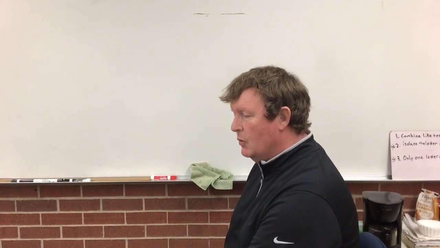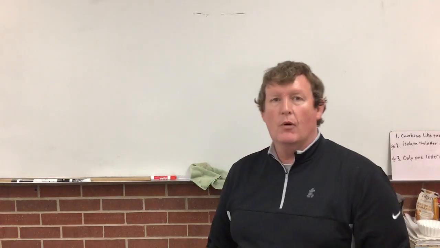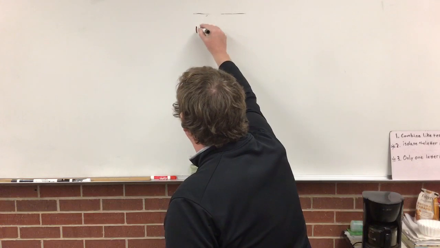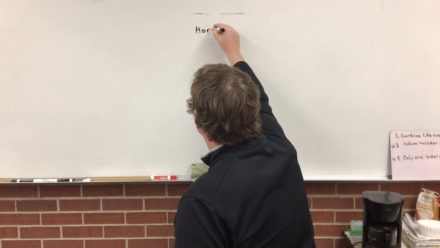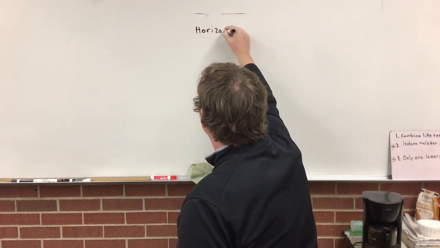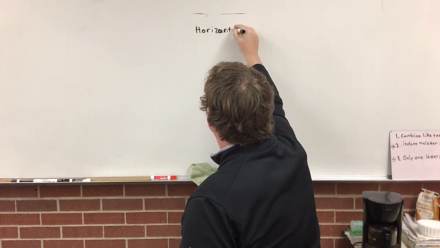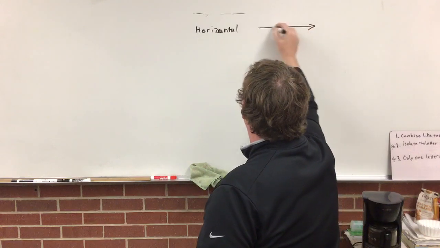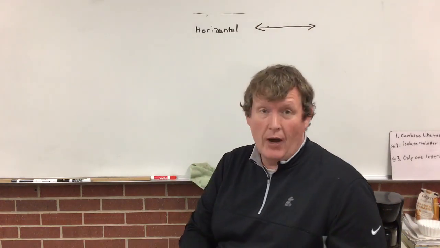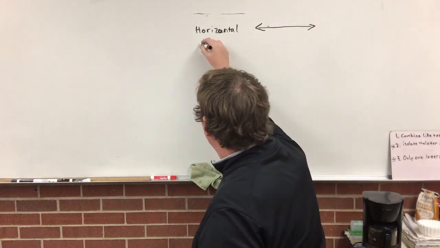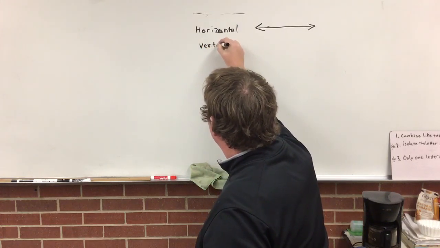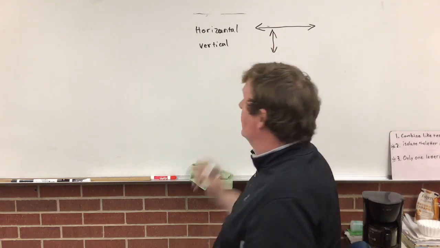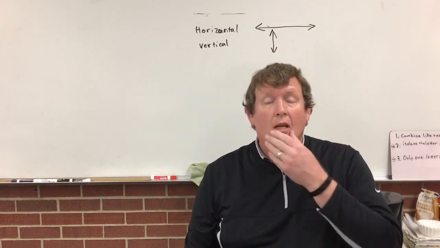These have to do with graphing horizontal and vertical lines. So the first thing we got to talk about is a horizontal line. Horizontal means horizon, or a line that goes left and right, okay? And a vertical line is a line that goes up and down, okay?